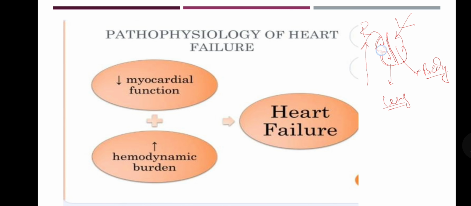So when there is heart failure due to a problem in the right heart, that means the right heart is unable to pump enough blood to the lung. There is a decreased amount of blood in the lung, a decreased amount of blood comes to the left part, and there is a decreased amount of blood in the body. So this is called right heart failure. That means the right heart is unable to pump enough blood to the lung.